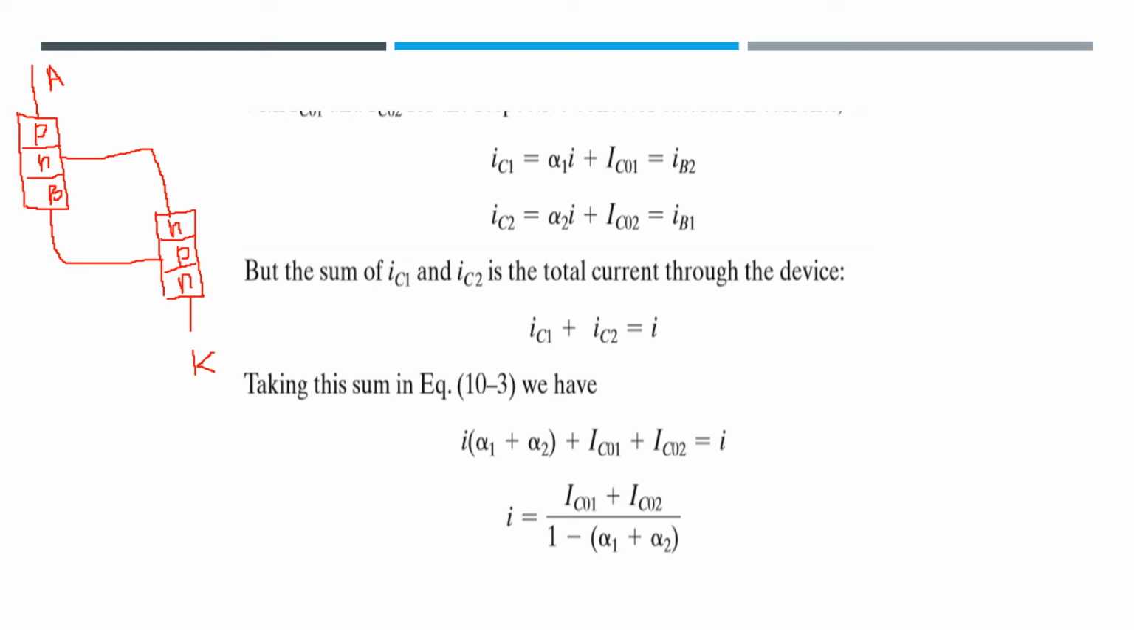And here, IB1 is equal to the collector current of the second transistor, like this, and here IC1 is the base current of the second transistor, like this.